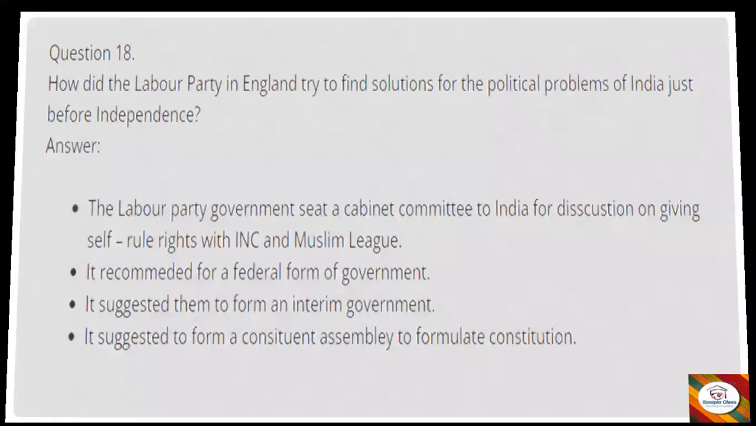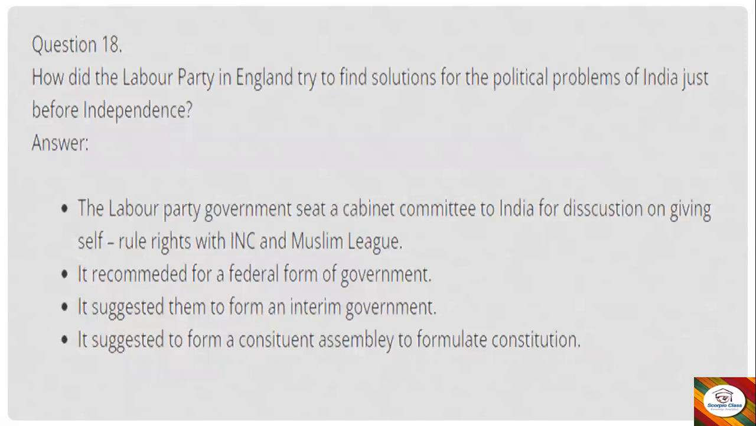Next, question 18. How did the Labour Party in England try to find solutions for the political problems of India just before independence? Answer. The Labour Party government sent a cabinet committee to India for discussion on giving self-rule rights with INC and Muslim League. It recommended a federal form of government. It suggested they form an interim government. It suggested forming a constituent assembly to formulate the constitution. Okay, so these are the points for this answer.